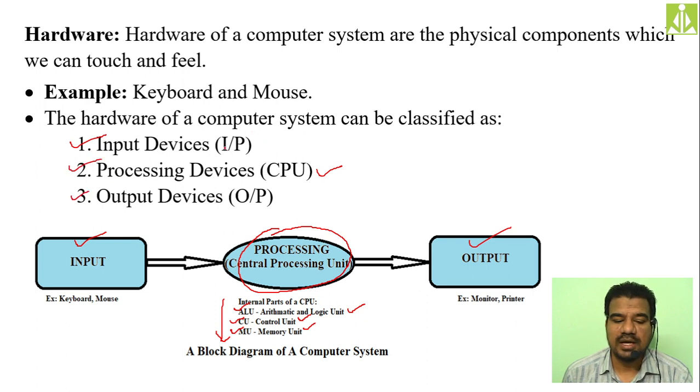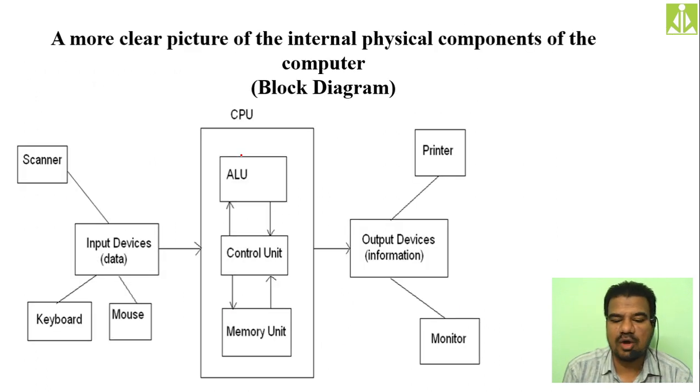The first one, input devices. So input devices, yeah, this is another block diagram of the computer, where you can see what are generally the examples for these input devices. Your scanner is an input device, keyboard is an input device, mouse is an input device. So all these are connected to the computer.